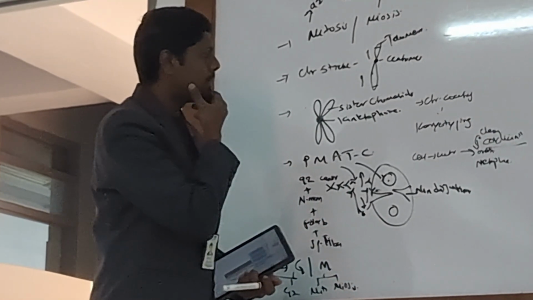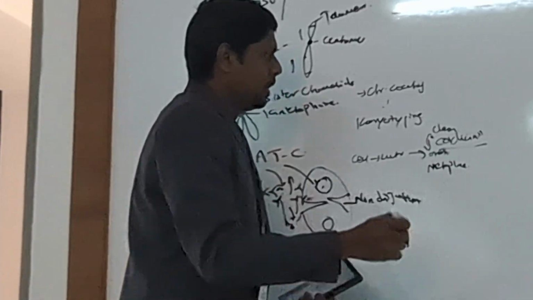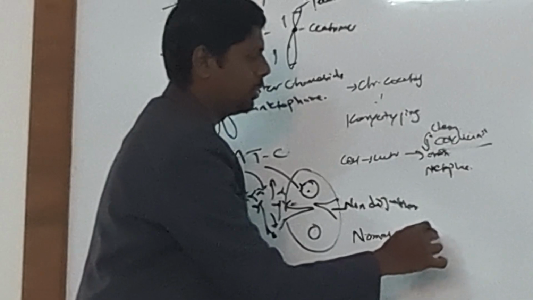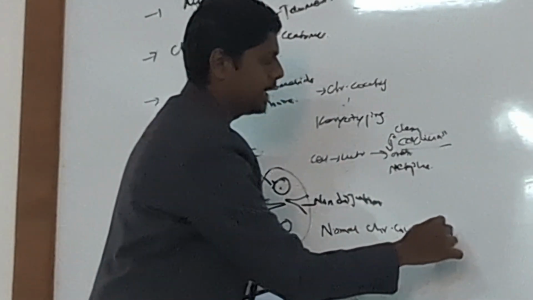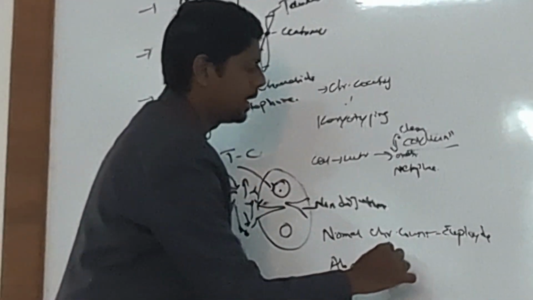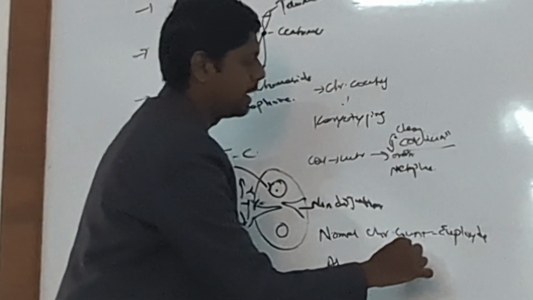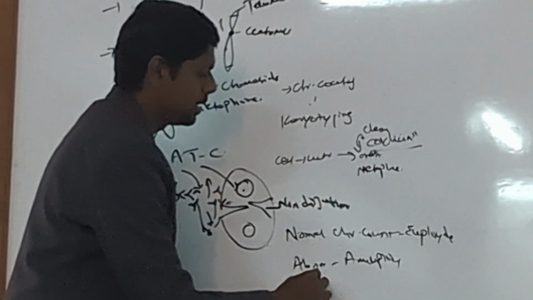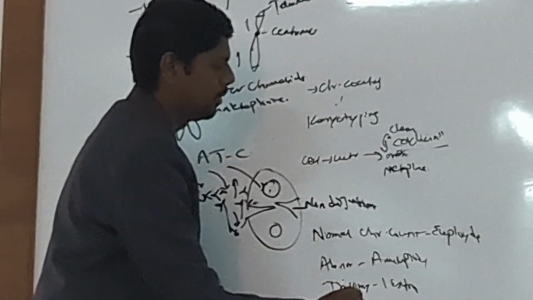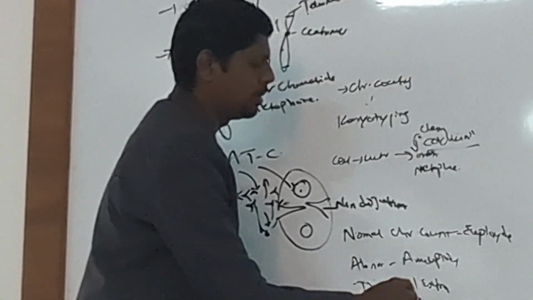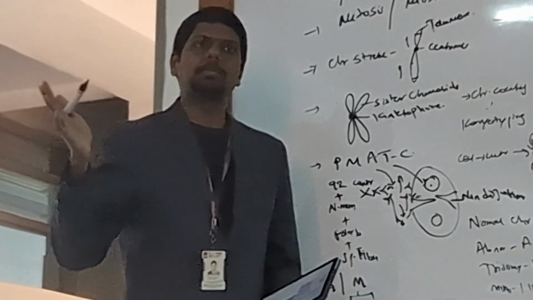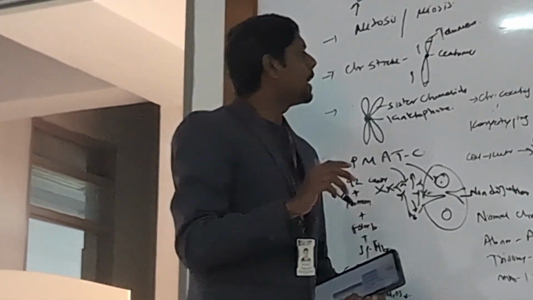This is called karyotyping. Now, the normal chromosomal count is called euploidy. Very good. Abnormal is called aneuploidy. Then we have trisomy. Trisomy means one extra chromosome. Monosomy means one less chromosome. We also have tetraploidy, etc., but they are in plants, not in humans.